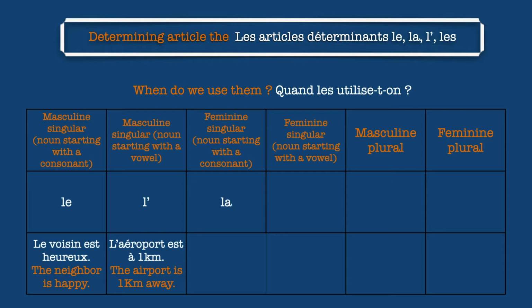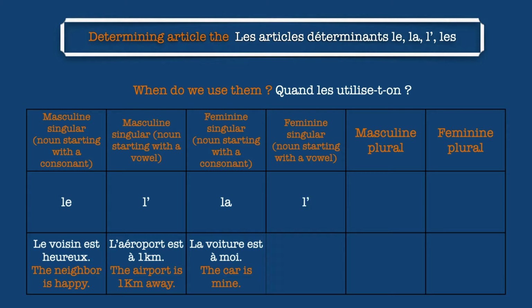Third case is a feminine singular word followed by a noun with a consonant as a first letter. In this case, we use the word la. La voiture est à moi. The car is mine. Car in French is feminine, it's singular and it starts with a consonant, so the article is la.